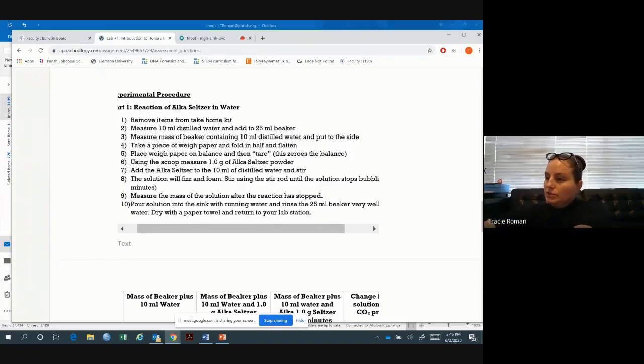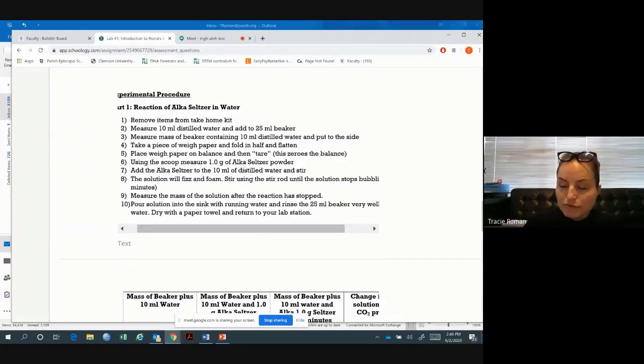So the first thing you want to do is measure out 10 mils of water. Oh, whoops, mine's a 5 mil. Y'all should have a 10 mil. Okay, good. So you've got your powder? Okay, that's fine. Okay, so measure out 10 mils of water, and then pour it into your beaker.